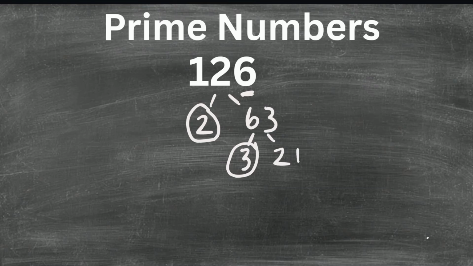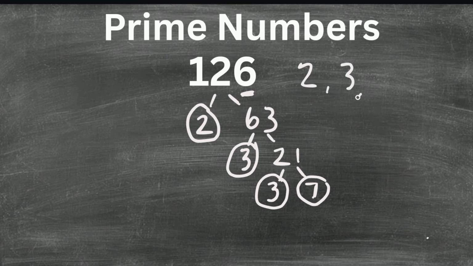Now 2 plus 1 is 3, so I know 21 is divisible by 3. And it's 3 times 7. And we are down to all prime numbers. So the prime factors are 2, 3, 3, and 7. And if you like it in exponential form, it is 2, 3 squared, and 7. I hope this was helpful.